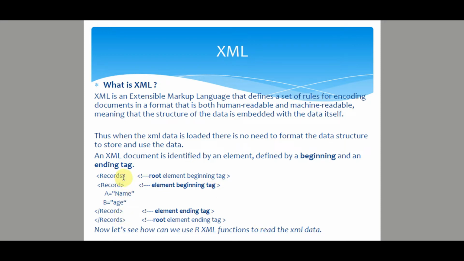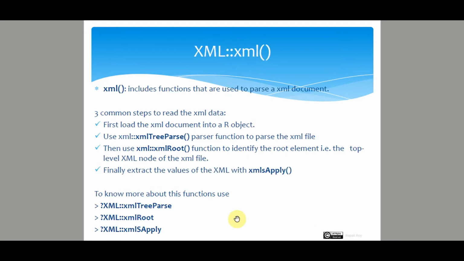An XML data is identified by an element defined by a beginning and an ending tag. The first one is the root element. Let me show you an example of how we can read the XML data. The XML package includes functions that are used to parse an XML document. There are three common steps to read the XML data.